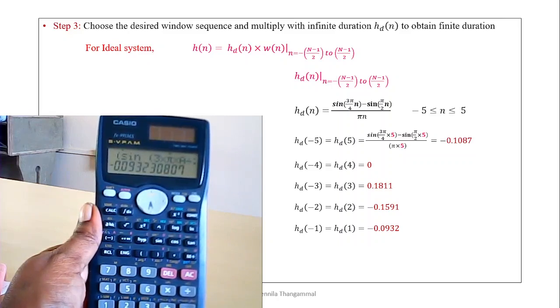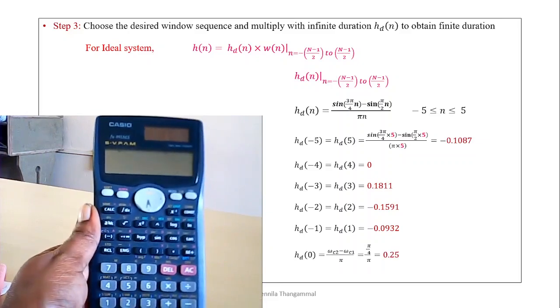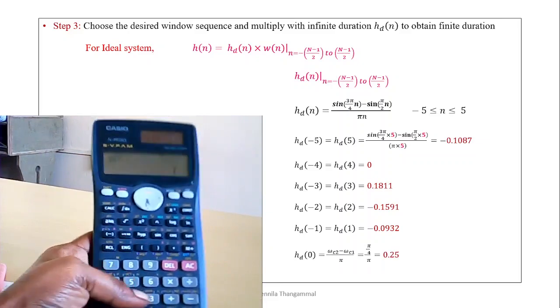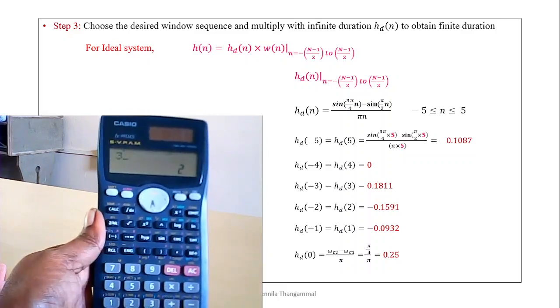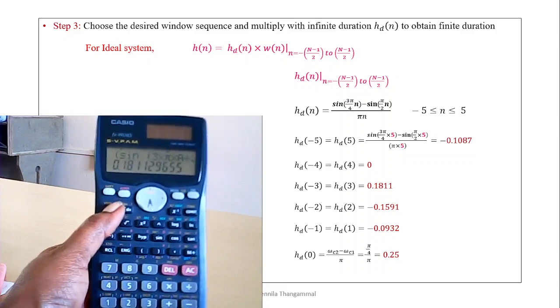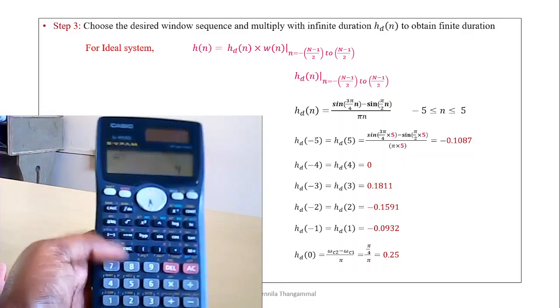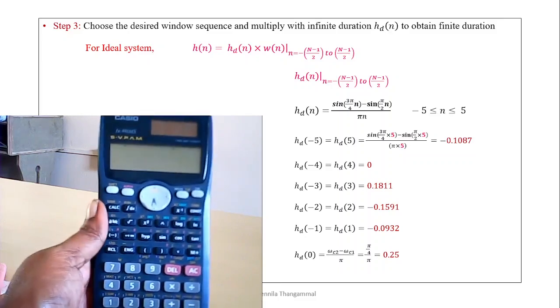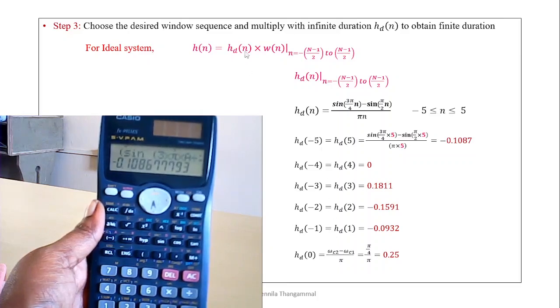Here for n equal to 0, we have another formula. The value is going to be 1 by 4. Right? Again, find the value of 1. So calculate 1, then calculate 2, calculate 3, calculate 4, and calculate 5. So this is the answer. We got it this way. Similarly, we have got hd of n.